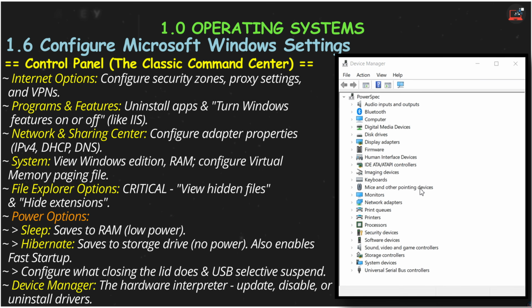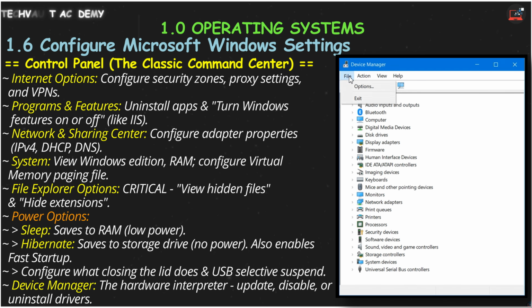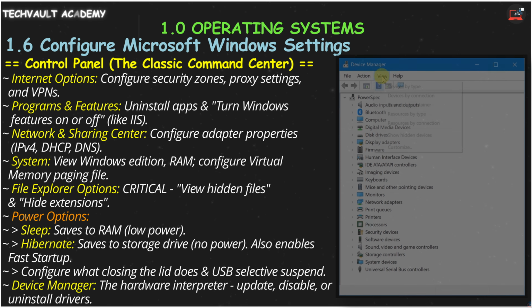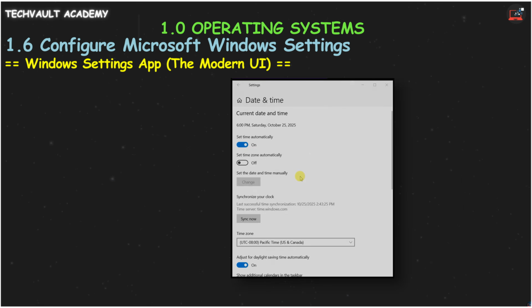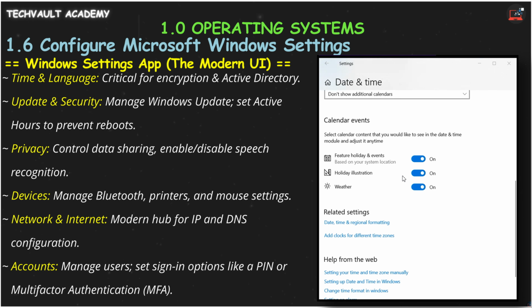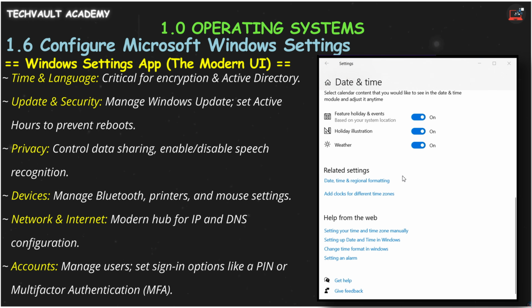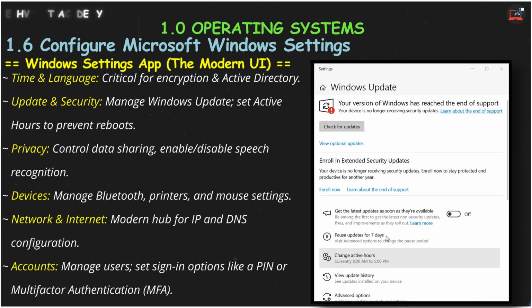It lists all device drivers, and it's where you go to update, disable, or uninstall a driver to troubleshoot hardware problems. Now for the modern Windows Settings app. Time and Language is critical in a corporate environment, as correct system time is required for encryption and Active Directory to work. Update and Security is where you manage Windows Update.